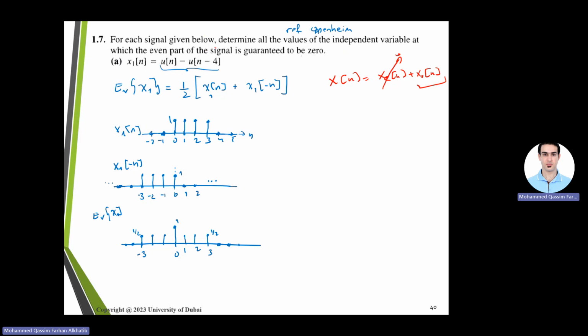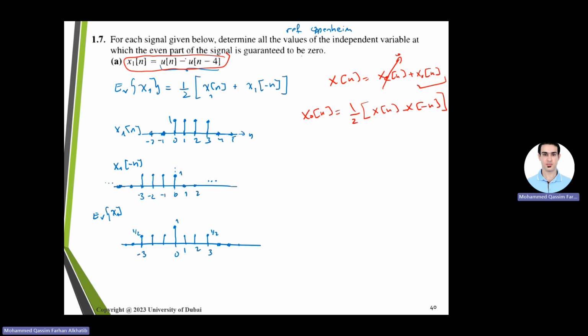So for each signal given below, determine all the values of the independent variable at which the even part of the signal is guaranteed to be 0. So I need to find the odd part of this function. Okay, in this case, you have the function there, u of n minus u of n minus 4. How to find the odd part? x odd of n is 1 over 2, x of n minus x of negative n, and that's it.